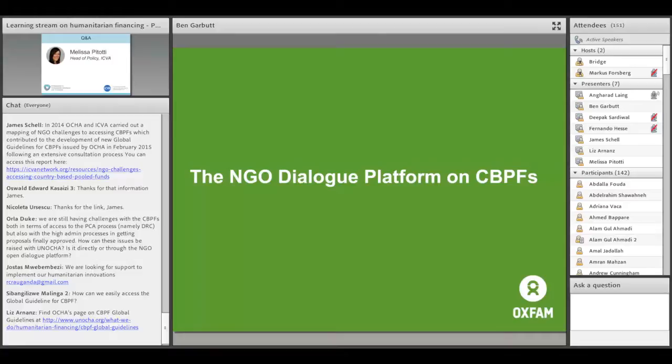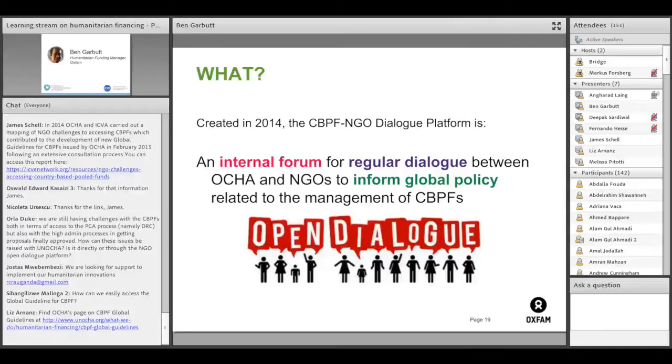So the NGO dialogue platform on pooled funds, I'm going to give you what is it, who's invited, and when does it happen. So what is it? It was essentially created so that OCHA can have an opportunity to connect and share feedback about global level changes within trends about country-based pool funds, and so that NGOs have the opportunity to offer feedback. So you can see here, it's an internal forum for regular dialogue between OCHA and NGOs about CBPFs. So this is a place to which you can go to elevate any issues or challenges, operational challenges, policy level challenges that you have with country-based pooled funds.